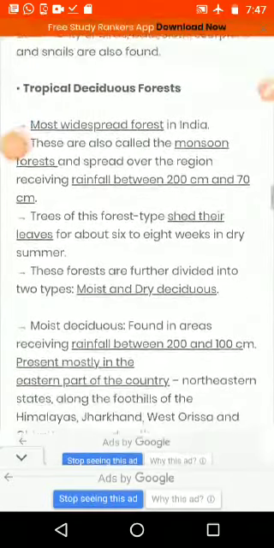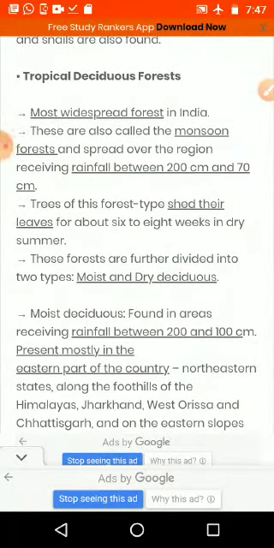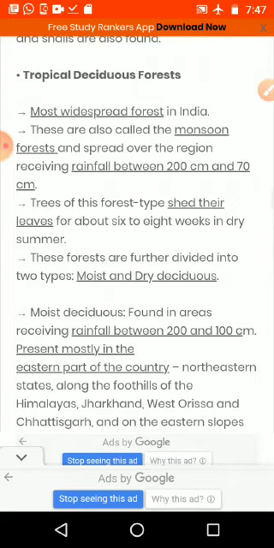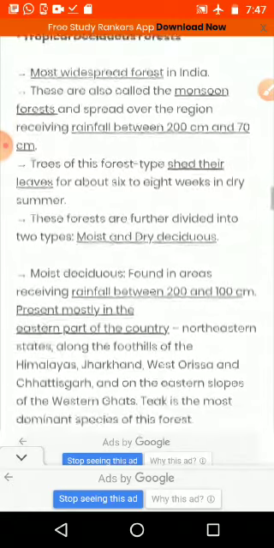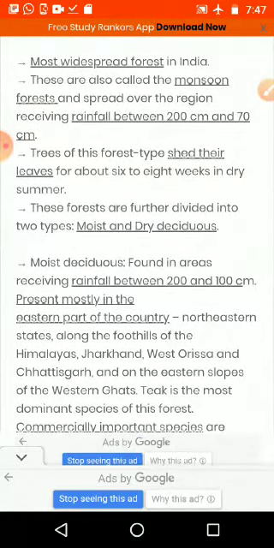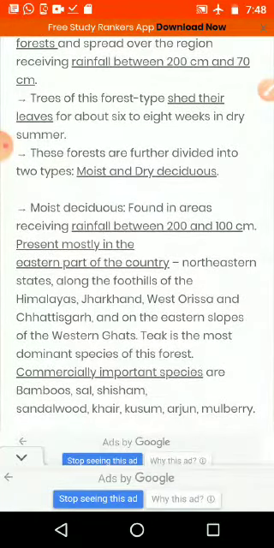Tropical deciduous forest is the most widespread forest in India. These are also called monsoon forests and are spread over the region receiving rainfall between 200 centimeters and 70 centimeters. Trees of this forest type shed their leaves for about 6 to 8 weeks in the dry summer. These forests are further divided into two types, moist and dry deciduous.